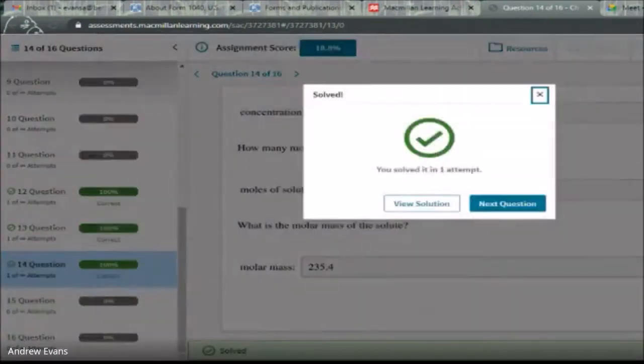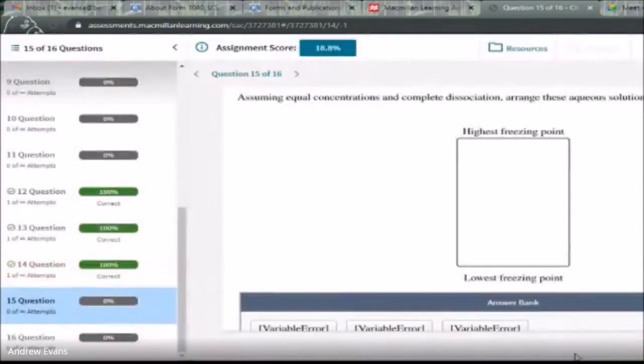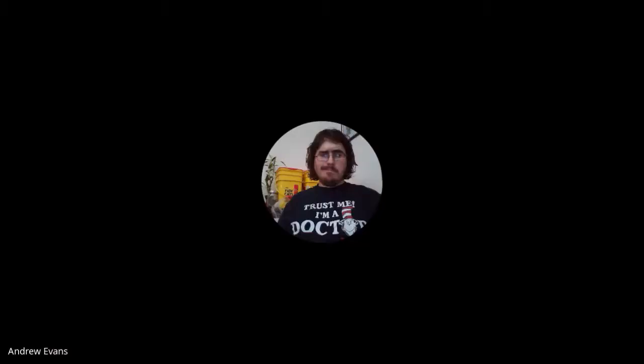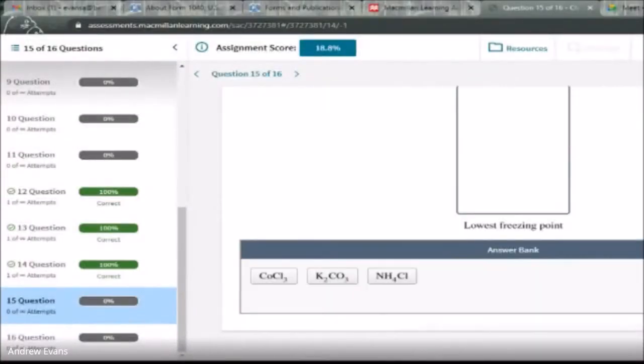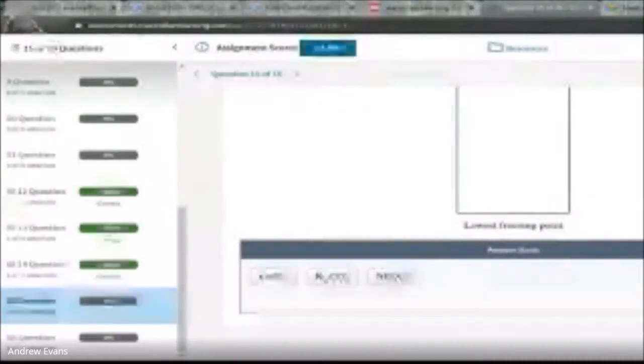Checking the answer. That is how we would go about doing that. We are not going to do the next one, but with this one you're just looking at freezing point. If equal concentrations, complete dissociation, you're looking at how many ions each breaks apart into. So we're not going to worry about that. Instead, we're going to start chapter 14.